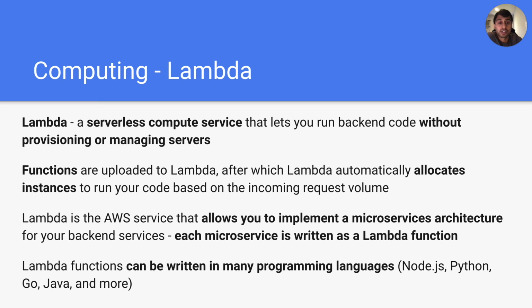Lambda is a serverless compute service that lets you run back-end code without provisioning or managing servers. Functions are uploaded to Lambda, after which Lambda automatically allocates instances to run your code based on the incoming request volume. Lambda is the AWS service that allows you to implement a microservices architecture for your back-end services. So each microservice is written as a Lambda function. And Lambda functions can be written in many programming languages: Node.js, Python, Go, Java, etc.